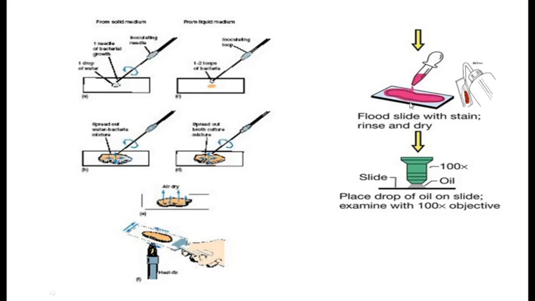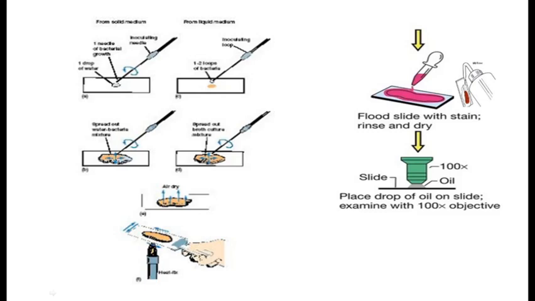Now the next step is the reaction with the staining reagent. You have to flood the smear with the staining reagent and allow the appropriate reaction time. That depends on the type of staining reagent. For example, if we use crystal violet, then we have to allow the reaction for 1 minute. If we use safranin, then we have to wait for 3 to 4 minutes for the reaction to happen.